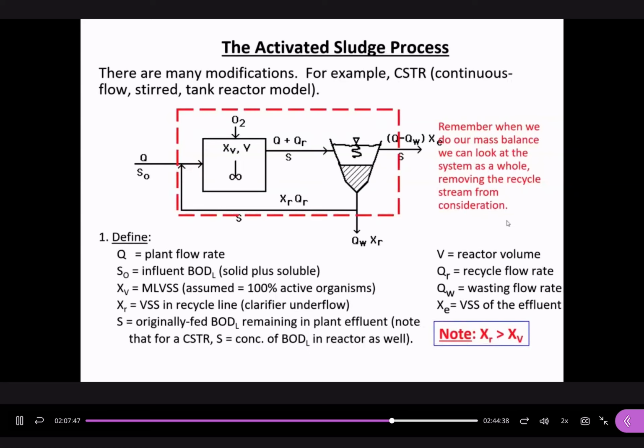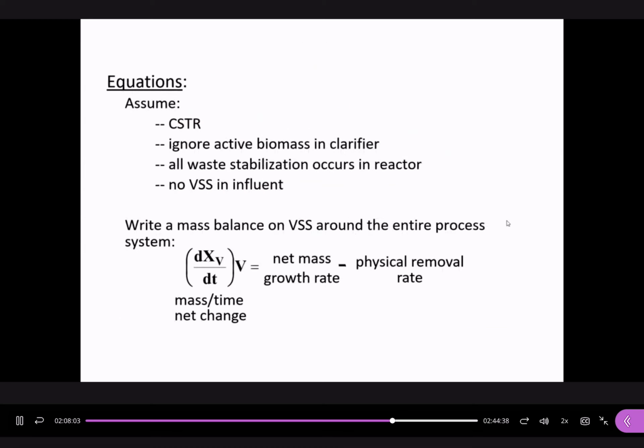Okay, we do not consider internal flow, which is recycle. Just only in, out, out. Okay, we're going to write expressions for all this. So we start with some assumption. This is a CSTR. So the aeration tank is well mixed. So you have a uniform XV in the tank, uniform S in the tank.